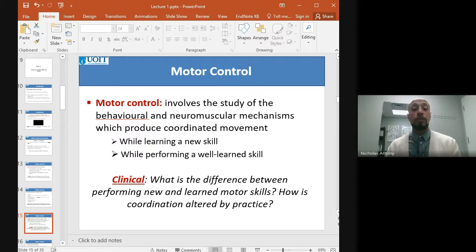And then motor learning is when we're learning a new motor skill. So when we talk about kids and they're uncoordinated, and then when they've practiced for many years and now they're really, really good, is the control process the same?